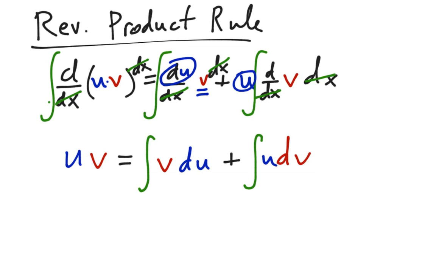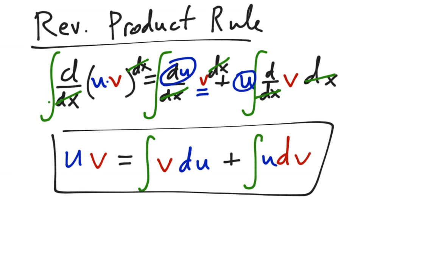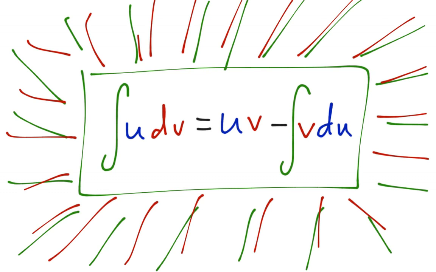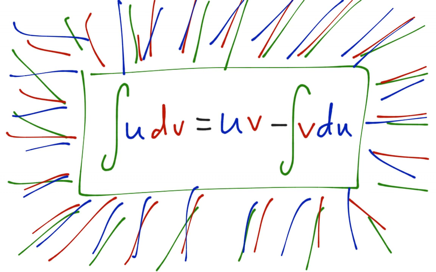You can view this as a rewriting of the product rule. For integration by parts, we're going to subtract this term to the other side, and so the integration by parts that you'll see in textbooks is this. Ta-da! Just take a second and admire this equation. It's very nice. This is integration by parts. Let's see how to use this.